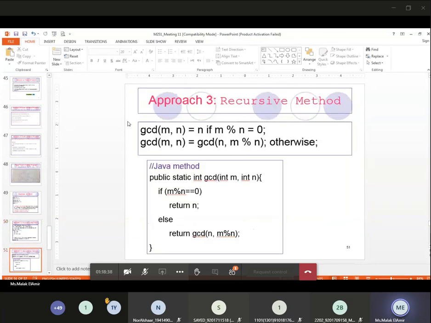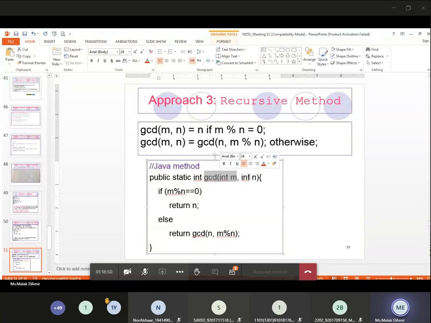Now, how I'm going to calculate it by recursion. Very nice and very small. Public static integer GCD, greatest common divisor. I have the first one and I have the second one. If M modulo N is equal to 0, return N. Otherwise, return GCD recursively with the result of the modulus again.